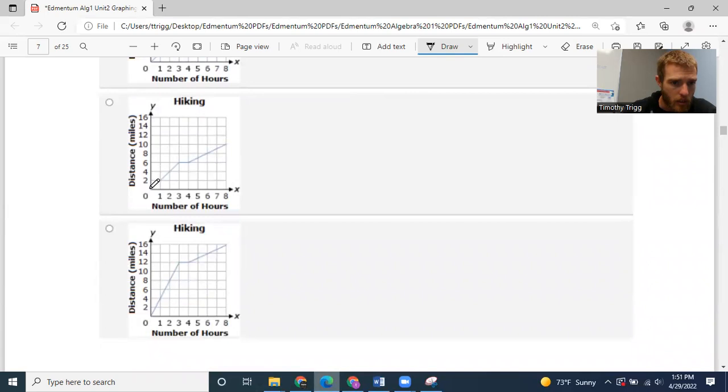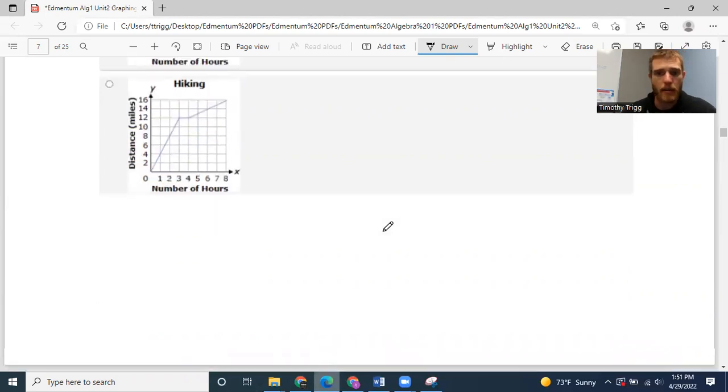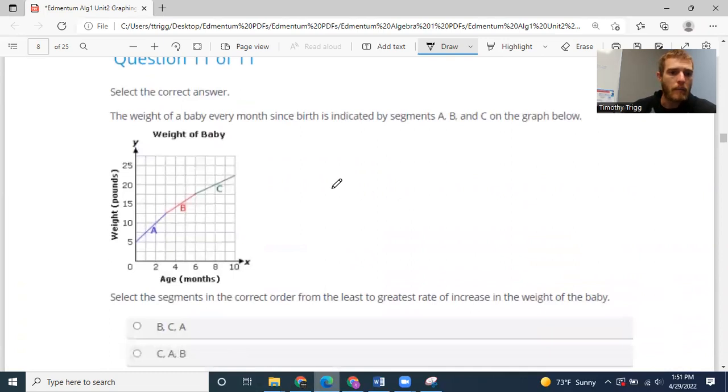Here, this one looks good too. 3 hours, 6 miles, then a 1 hour break. Then, oh, they need to be 16 miles away, right? So it should be up here. Let's look at this one. Oh, this one's not right at all. 3 hours, it shows that they traveled 12 miles. No, that's not right.